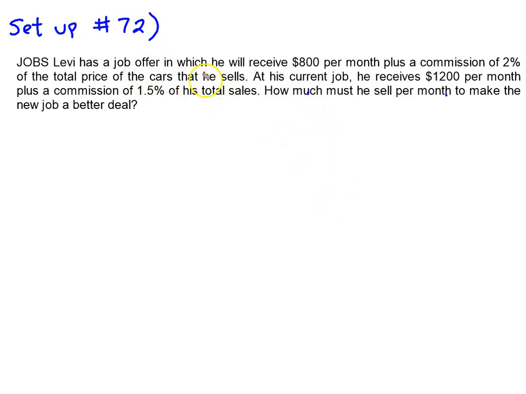Okay, so Levi has a job, but he's got another job offer. He's a car salesman, so the question is how many cars must he sell per month, or rather how much should he sell in price, not the number of cars but the price of those cars, to make which job better for him. Which job would he make the most money at is the bottom line question. So I'm going to let X be the amount of sales per month.